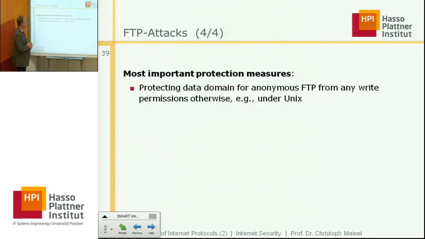What are the most important protection measures? Protection measures against attacks on FTP level are to protect the data domain. Protect the data domain for anonymous FTP from any write permission. Nobody should be able to write something on the anonymous FTP. Only the owner should be able to do this.